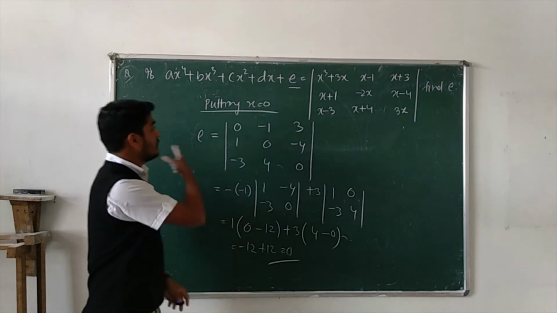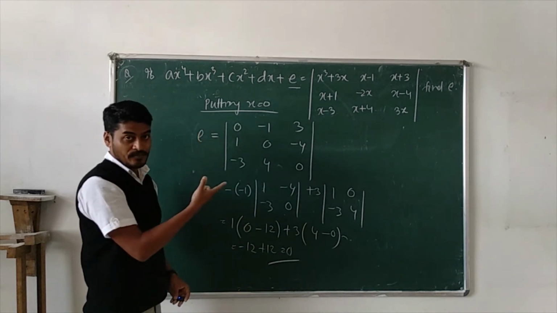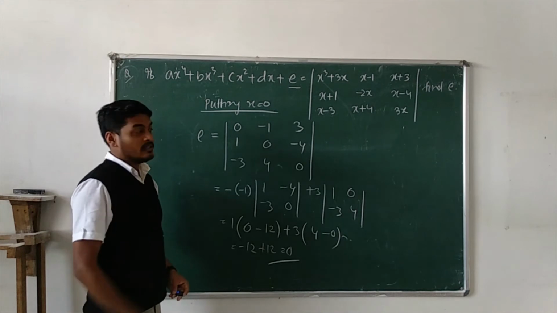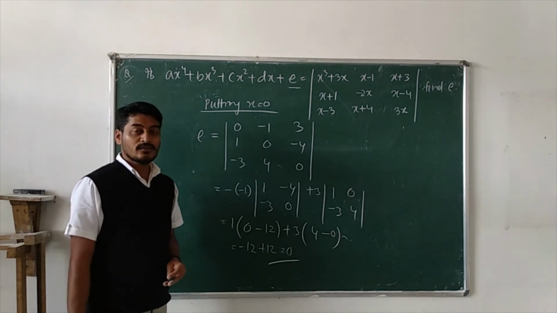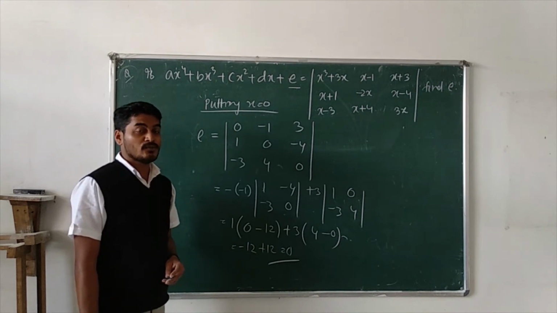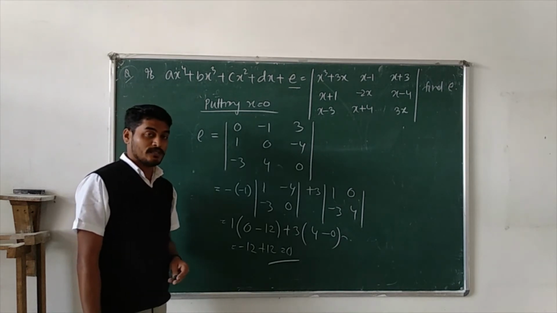That means whatever the values of A, B, C and D we have, obviously we can easily find the value of all those terms also. In this way, we can easily simplify any determinant to find the value of the unknown quantity.